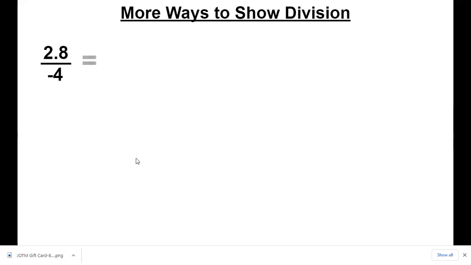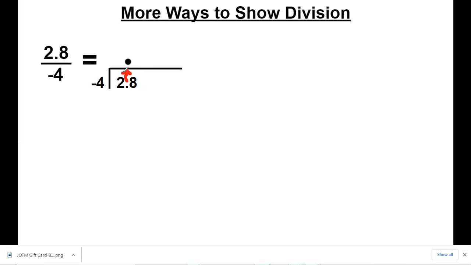Okay, next. More ways to show division. Now we have 2.8 divided by -4. A positive divided by a negative is going to give us a negative answer, different signs, right? So we're going to show it this way. 2.8, the top number goes on the inside, the bottom number goes on the outside. And now what do we do? Well, I put my decimal point in right away, and I put it right above where it currently is. Make sure you put it in the right spot there.